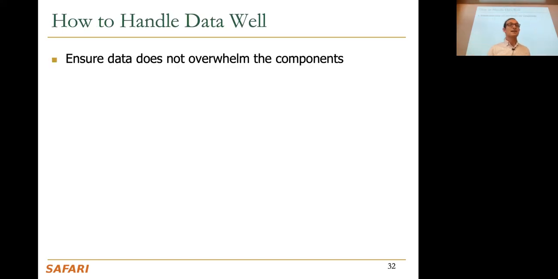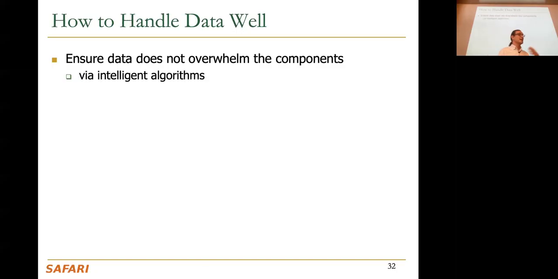There are three directions to it. I'm going to mainly focus on the first direction, which is ensuring that the data doesn't overwhelm the components. But the other directions are also very important, in my opinion. If we have time, we can talk about them, but probably we're not going to have time because the first one has a lot of interesting things in it. So we should ensure that data doesn't overwhelm the components.